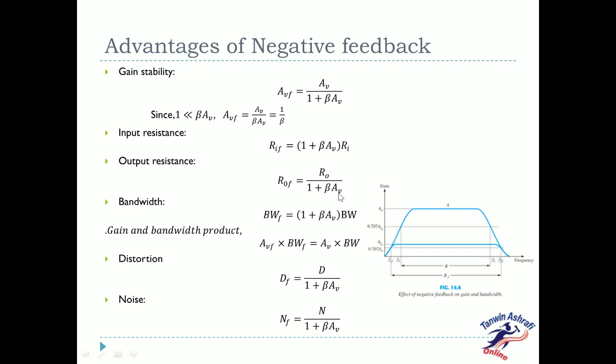Bandwidth of an amplifier is actually the difference between the upper cutoff frequency F2 and the lower cutoff frequency F1. The product of bandwidth and gain remains the same with feedback and without feedback.